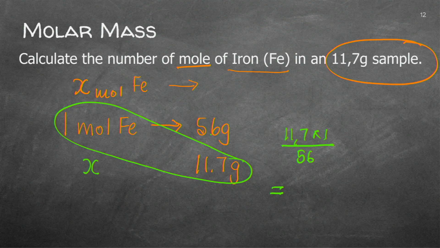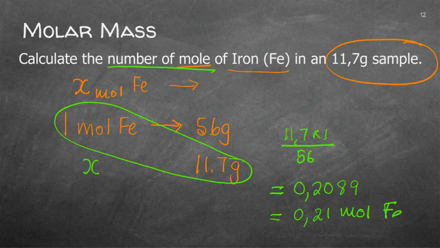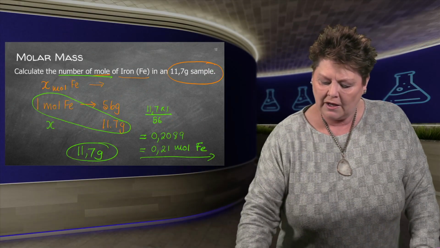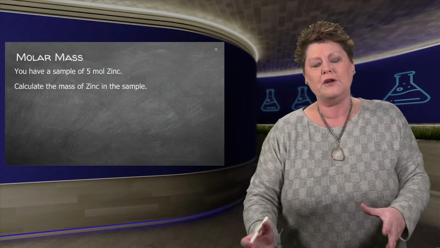You'll get your answer as 0.2089. We can round that to 0.21. And what did we find? It's the number of mole, and it's mole of iron. So what's the weight of 0.21 mole iron? 11.7 grams. Can you see it relates to each other? Right.